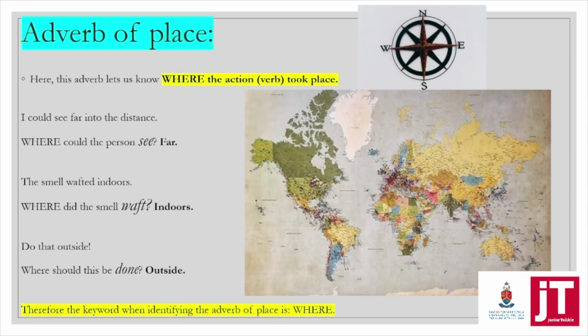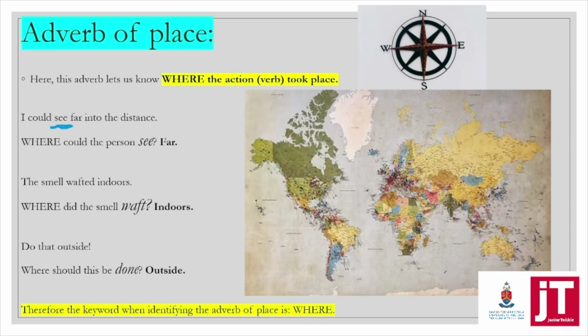Let us take a look at the adverb of place. Again, this is quite a lovely logical one, if I do say so myself. Okay, adverb of place is telling us where the action took place, and hence it is giving us more detail into the action. Okay, so I could see far into the distance. Okay, what's the verb there? See, or could see. No, let's just do see. Okay, I see far into the future.